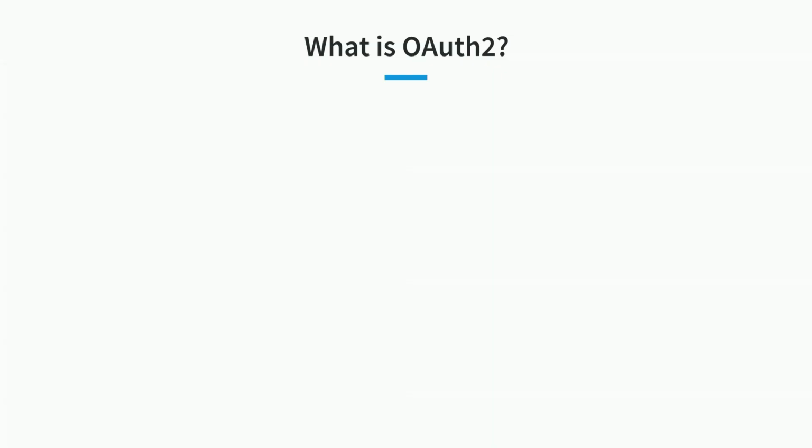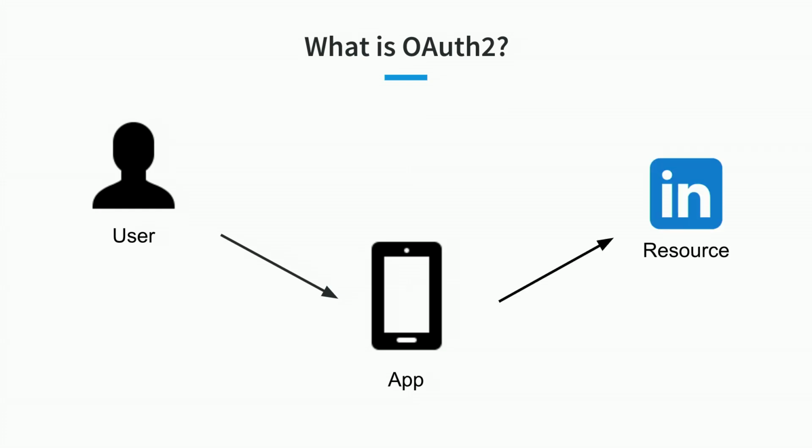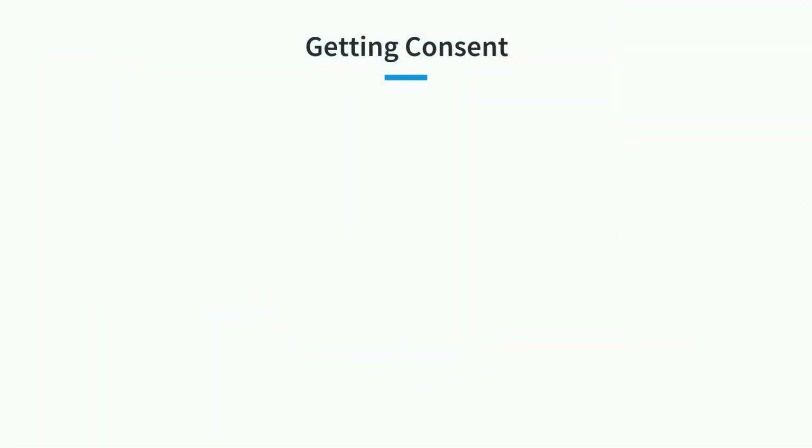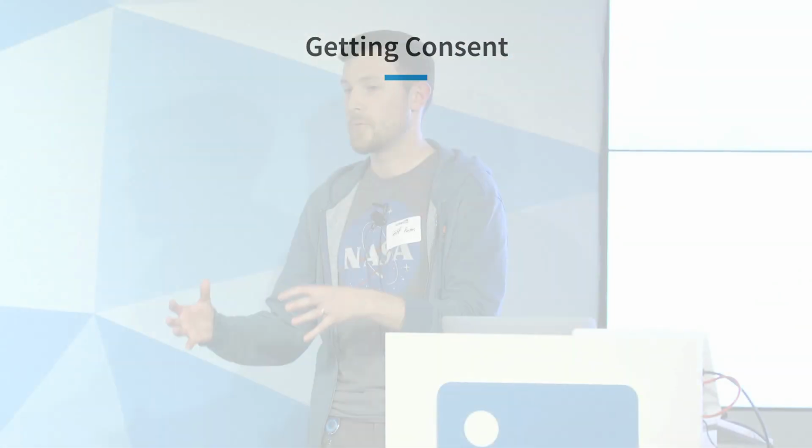So at a high level, what is OAuth2? OAuth2 is a framework for enabling users to access resources that they own through some applications. So if we have a user and they want to access their profile data on LinkedIn through some application, OAuth is the process that enables them to give consent to access that information for the third party. There are a couple of pieces that are important for this talk to understand, because they change a little bit when you're dealing with native applications.